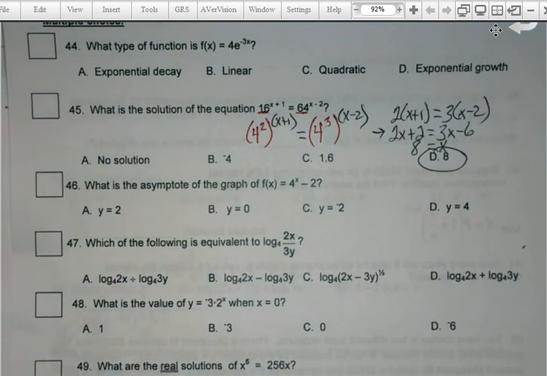Now, to be perfectly honest, could you just plug and chug on these? Sure, but again, that's going to take time. So again, you've got to have a firm grip on how things are working with these. But that's how we'd tackle that one.